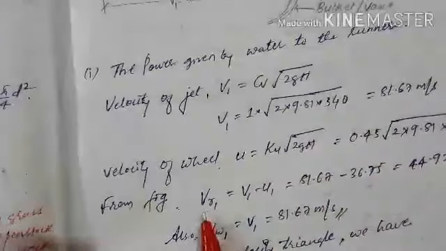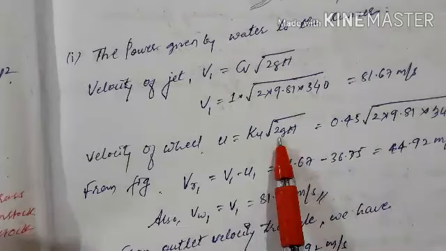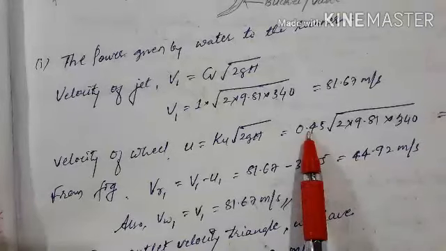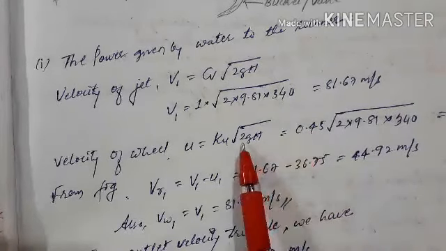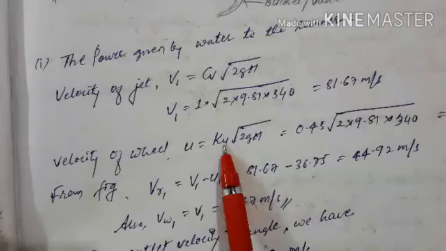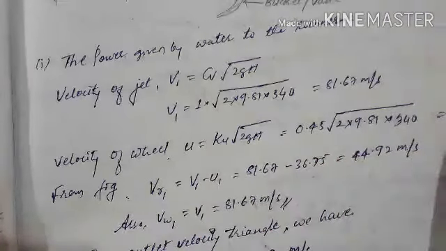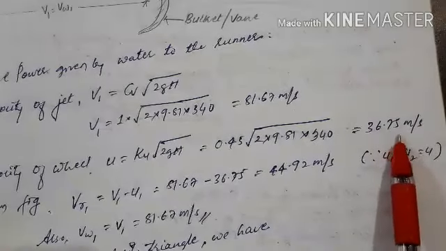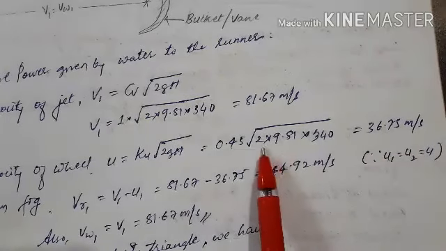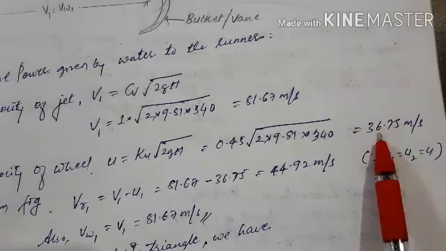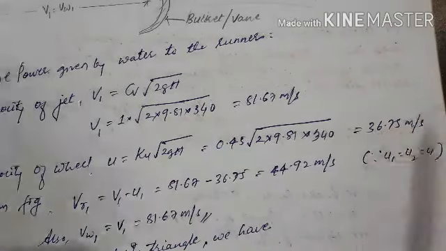Then after this, the velocity of wheel, that is u equal to Ku into root of 2gh, where Ku is 0.45. That is also mentioned in the problem. We have to take the speed ratio, that is 0.45. Then the velocity of the wheel will be this much, 36.75 meter per second. Substitute all the values, that is g and h. The h is the net head available at the inlet of the turbine. Then finally we get 36.75 meter per second.